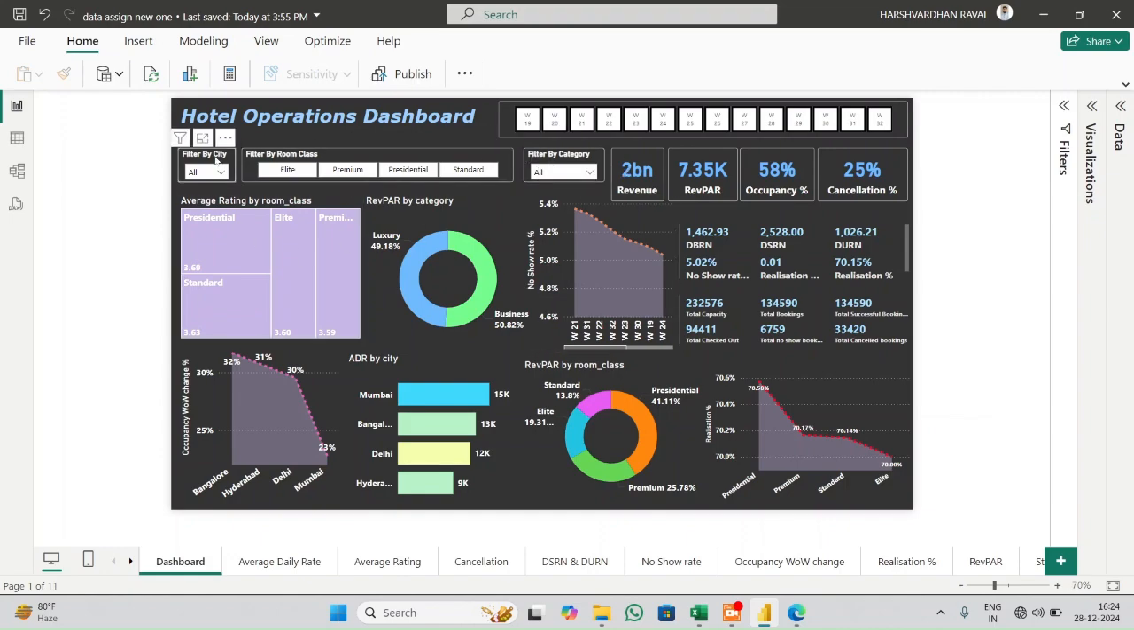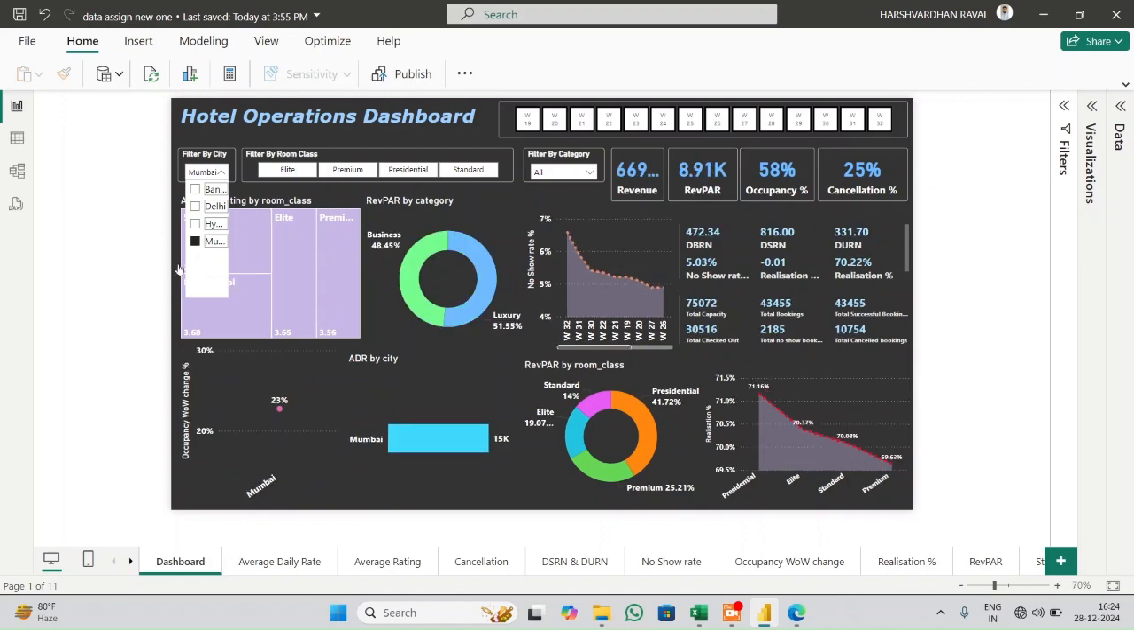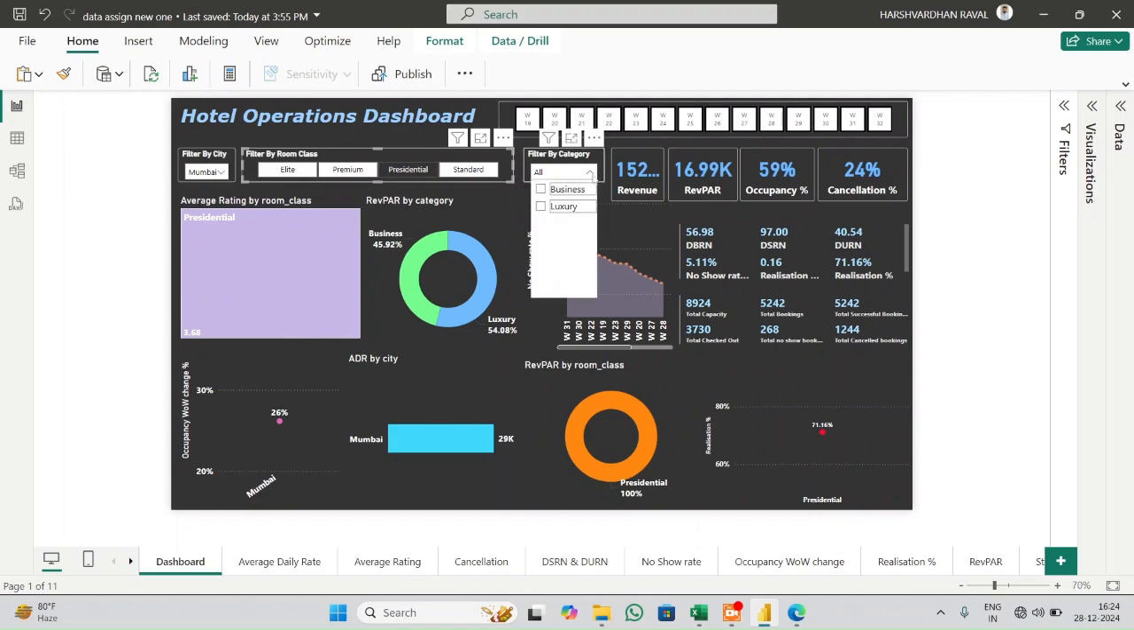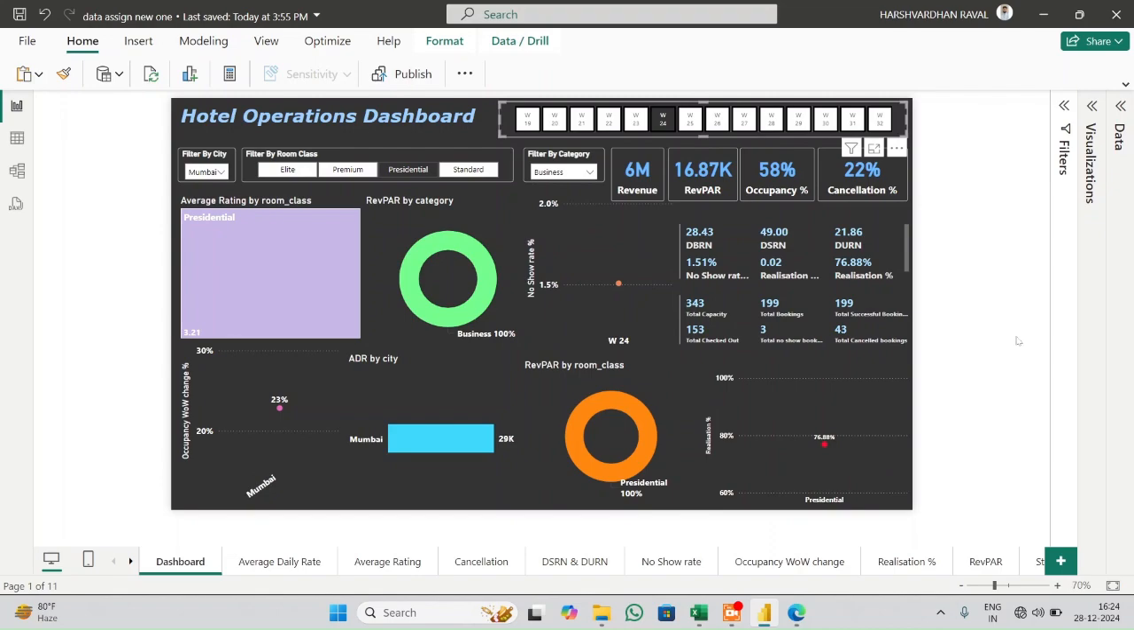What will the filters do? If you click this city, Mumbai, the data is changing. Next, room class is presidential. Third, category is business, and fourth, week is 24. So you have applied four filters. First of all, you want to see the data of Mumbai city, then the class is presidential class, then the category is business category of the rooms, and then particularly the week 24. What we can clearly see here is that 6 million revenue is generated in week 24. Revenue per available room was 16.87k, occupancy was 58%, and cancellation was 22%.